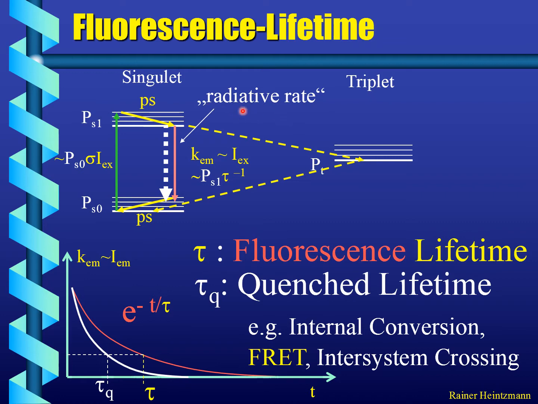There's a formalism called the Strickler-Berg formalism that tells you how to do this, but this is not going to be the topic of this lecture. If you're interested, you can read about it. So what you see is that the typical fluorescence decay curve, which would look like this if you didn't have any additional rates, then gets modified to a shorter lifetime via all these additional channels of decay.